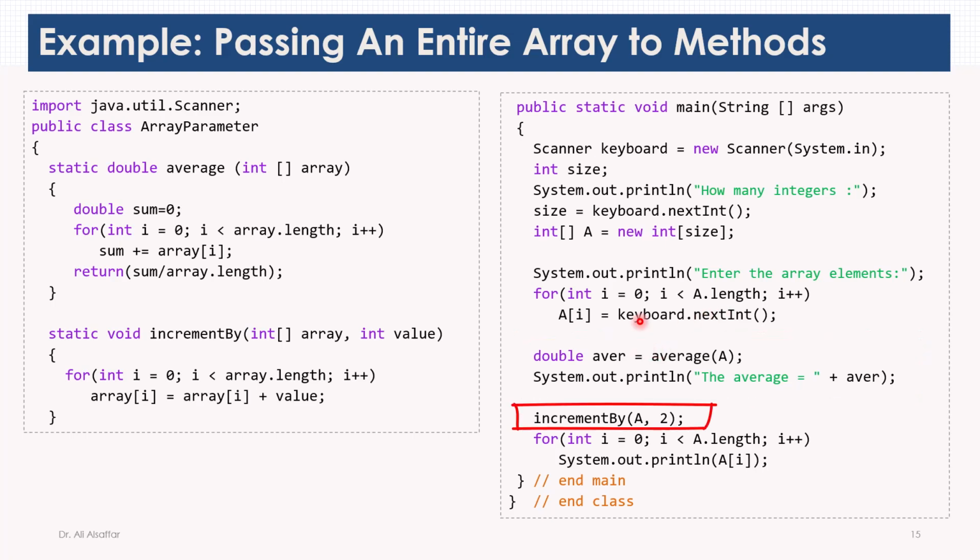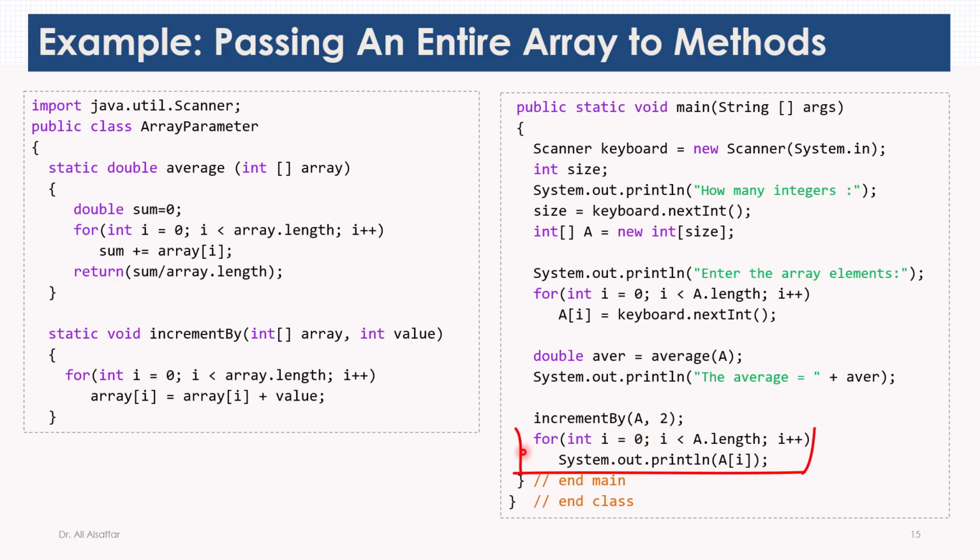When the second method is called and we supply the array A as an input parameter, remember that the method changes the elements of the array, any array passed as an argument. It updates every element by adding value to its elements. So therefore, when we call the method incrementBy and we supply A as an input parameter, when we return back, we will see that every element of A has been updated by adding 2.